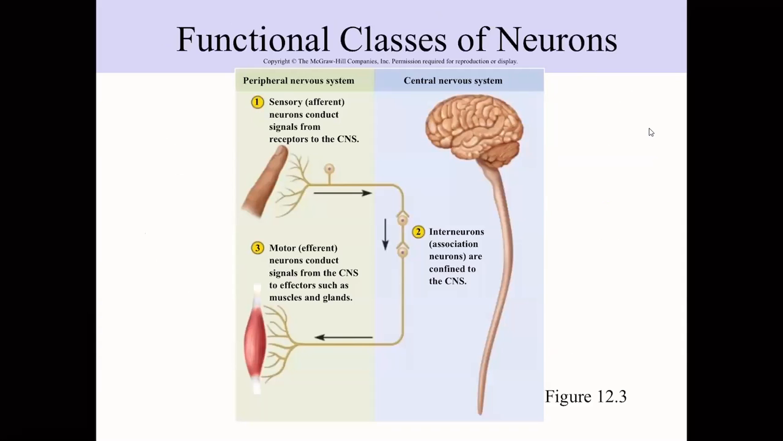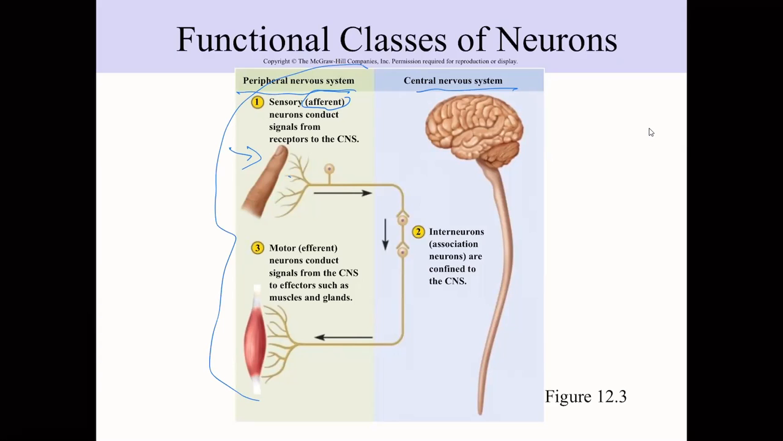Now here's a picture that explains better what I was trying to tell you without a picture. So here's a finger. Say you picked up a piece of broken glass and you stuck it. Sensory or afferent neurons are going to take information from the receptors in the finger and take it to the central nervous system. Everything in this green box, that's peripheral, it's PNS.